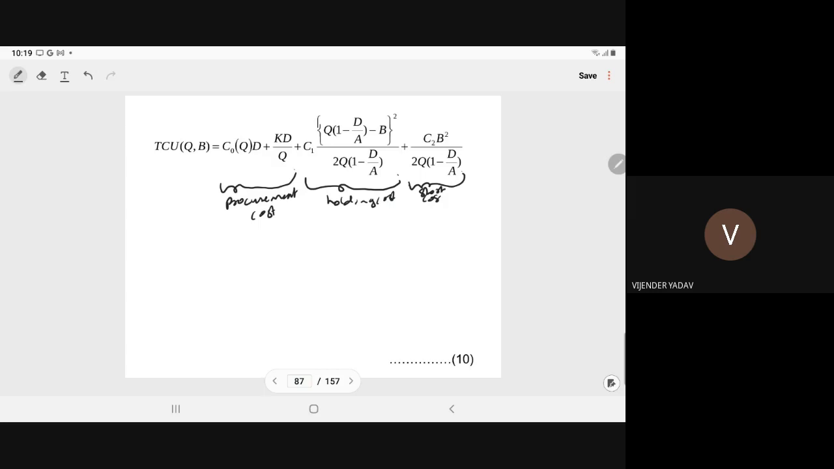Shortage cost. So if you notice, instead of C naught, we have written C naught Q. Whatever the quantity you are purchasing, if you are purchasing 50 units, then we have a different TCU. If you are purchasing 150 units, then we have a different TCU. If you are purchasing 750 units, then we have a different one. So depending on the quantity, here we have taken the TCU.